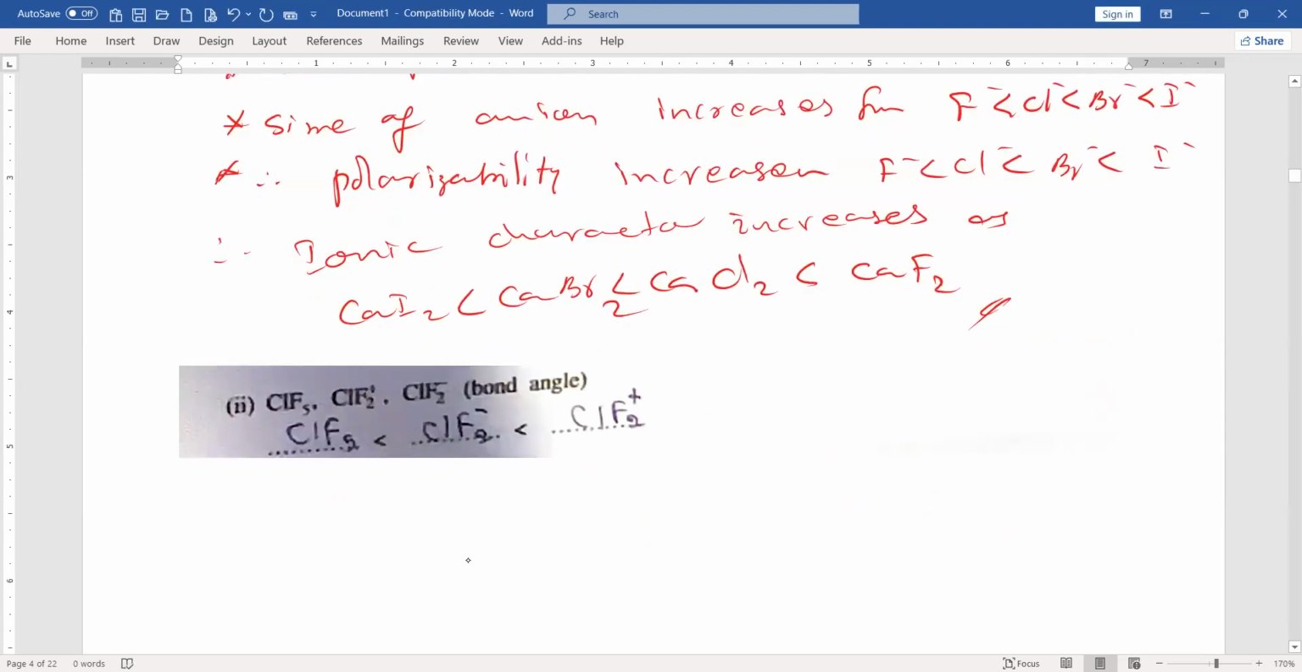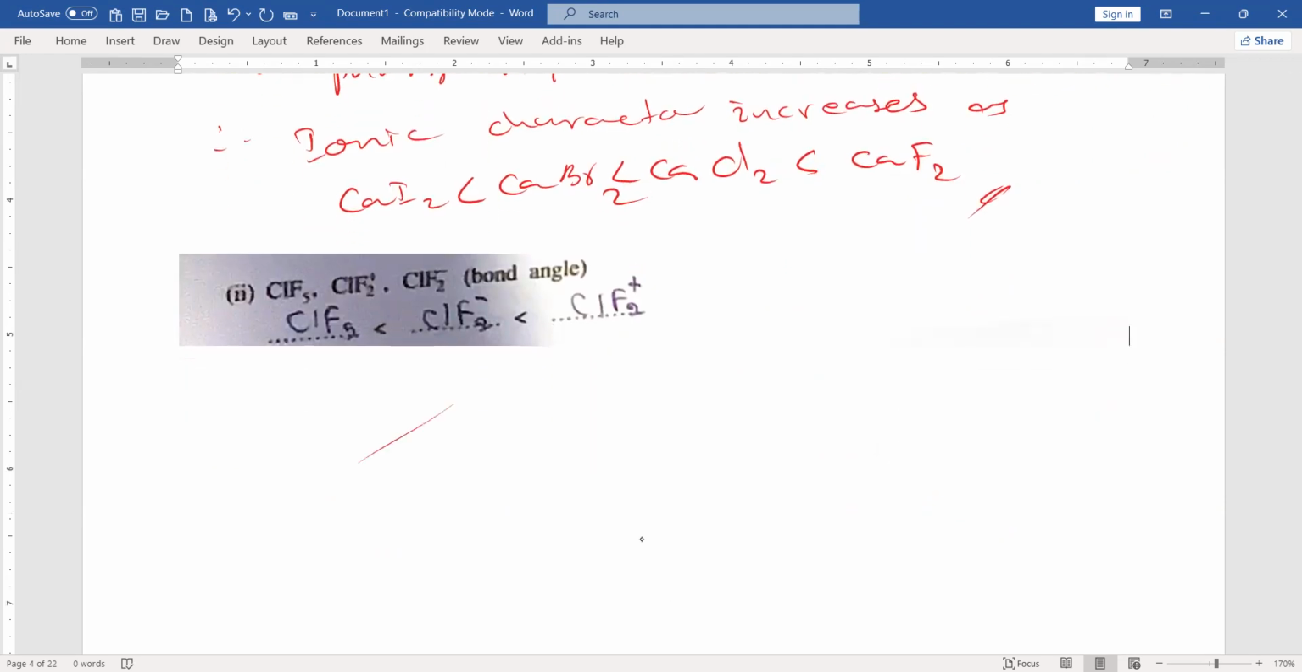The bond angle is like this. You have to draw the structures here: ClF5, one lone pair. So F like this, maybe nearly 90 degrees. One lone pair and 5 bonds, nearly around 90 degrees. Why? This is a square plane and this is perpendicular to that, so nearly 90 degrees.